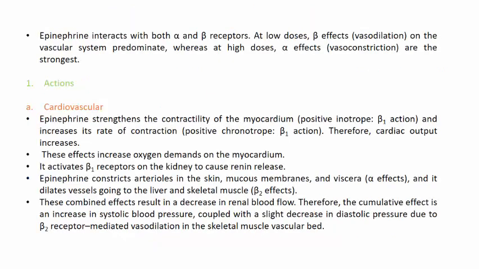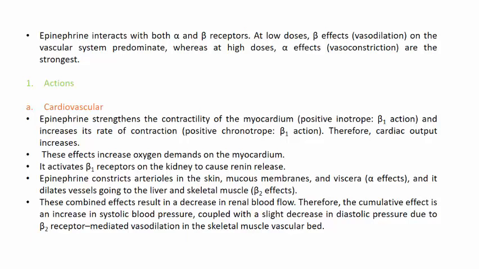والإبنفرين interacts with both alpha and beta receptors. At low doses, the beta effects of vasodilation on the vascular system are predominant, whereas at high doses alpha effects اللي يعمل vasoconstriction are the strongest. Okay. الأكشن للإبنفرين, so it has cardiovascular action.